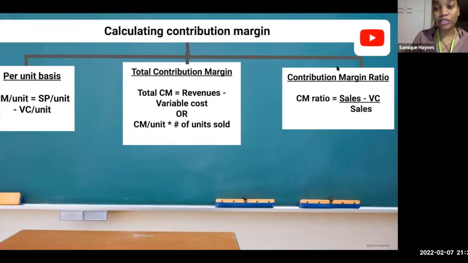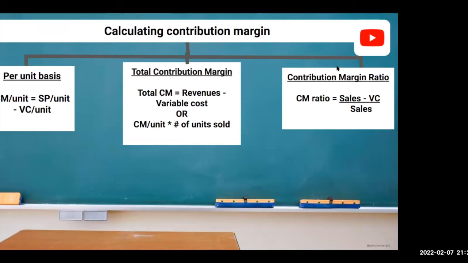People who said A, do you understand that? Yeah, sorry, I confused it with the operating profit.